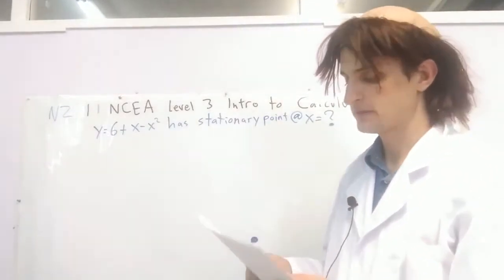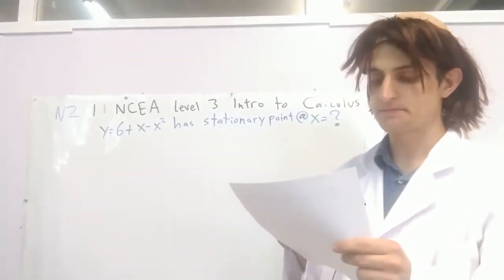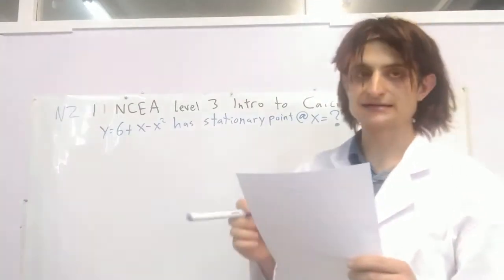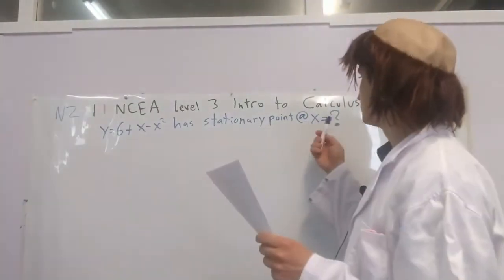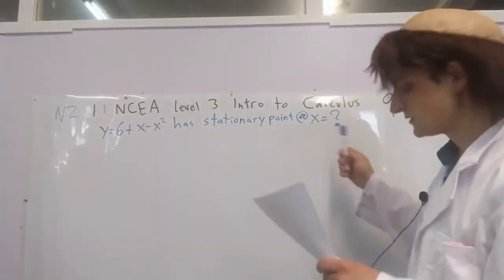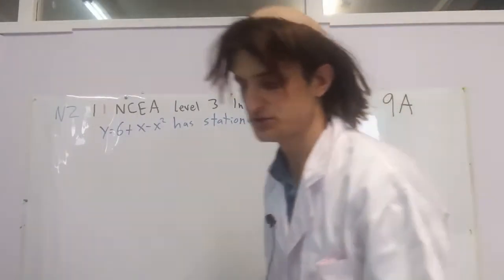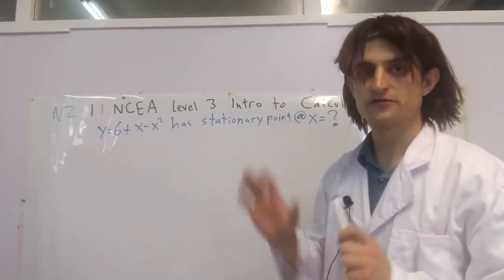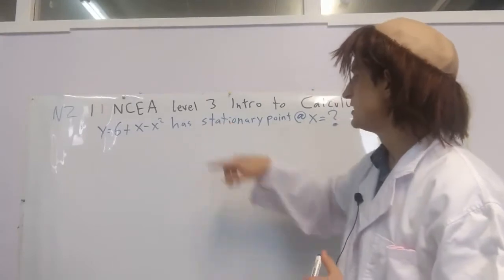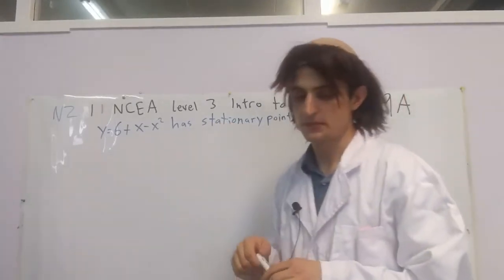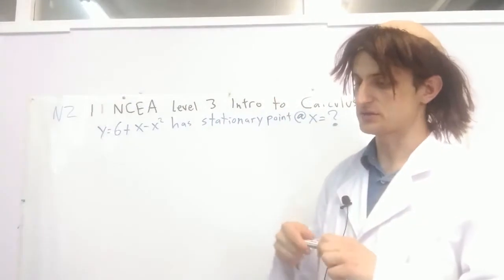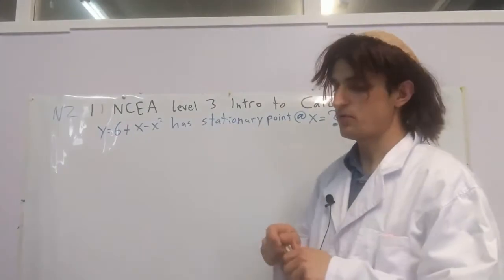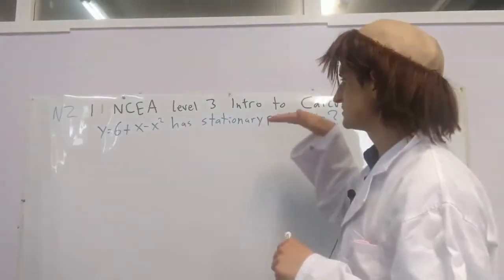Question number 3. The function f of x equals 6 plus x minus x squared has a stationary point at x equals question mark. Describe its nature. So first, let's find the stationary point, and I'll define it by saying station. Think stationary, or think of a train station. The station doesn't move. At a stationary point, the function doesn't move, but rather stays flat.